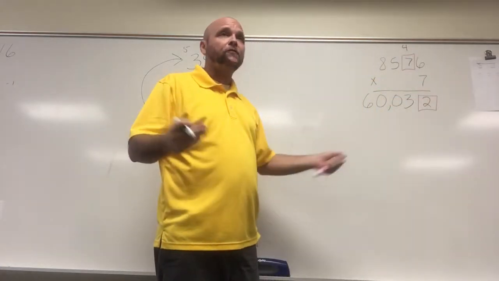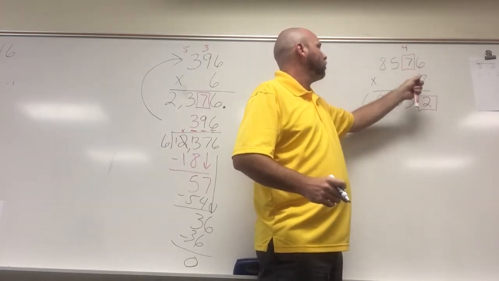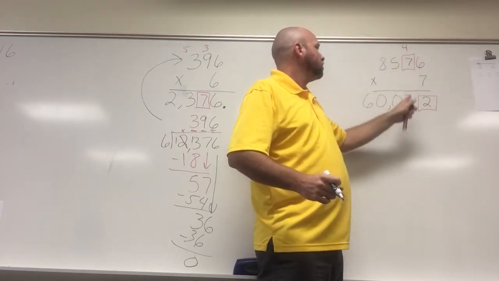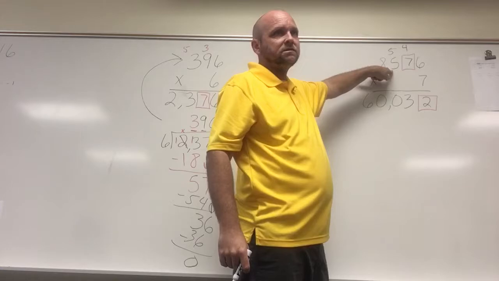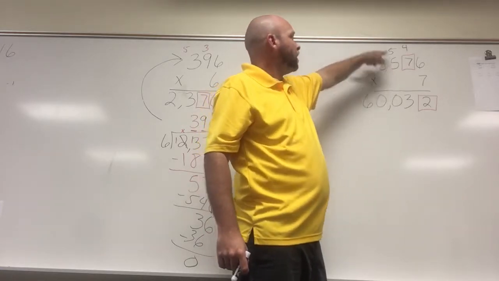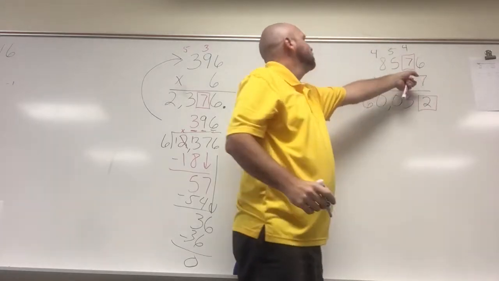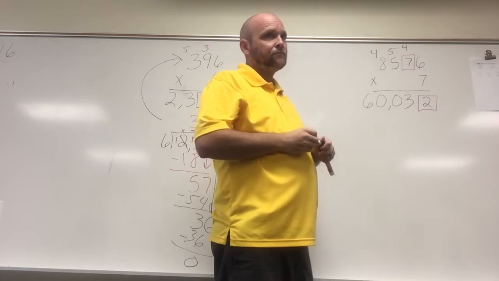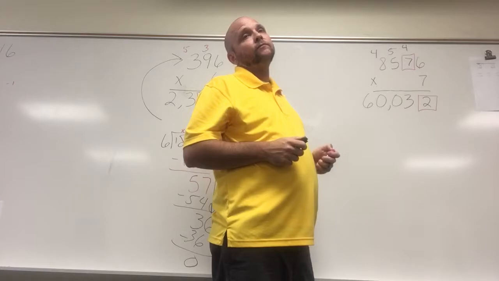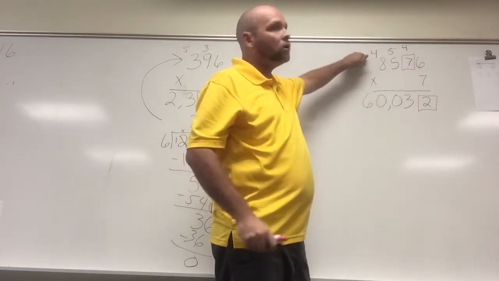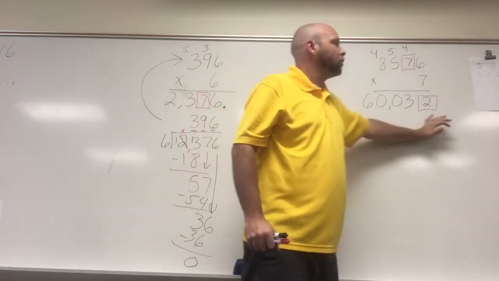But we're going to go all the way through, finishing the problem out and see. So we have 7 times 6 is 42. Put our 2, carry our 4. 7 times 7 is 49. Plus 4 is 53. 7 times 5 is 35 plus 5. So that would give me my 0 here. I carry my 4. 7 times 8 is 56 plus 4? 60. So it works out perfectly.